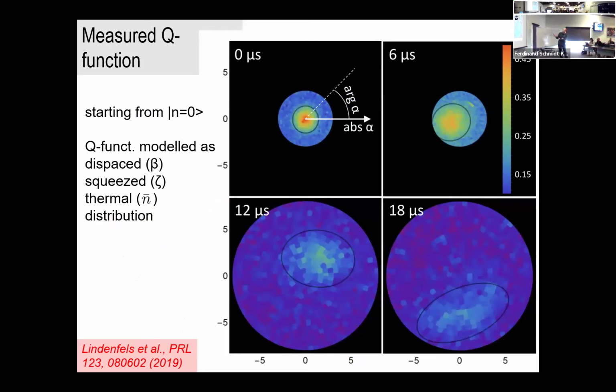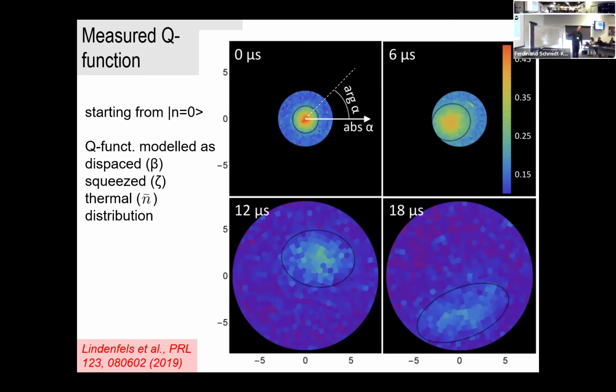So we have the initial wave packet. We measured this. You see, this is the angle, and that's the amplitude. If we run it for a short time, we already see a little bit of displacement out of the center. If we run it longer, we see more displacement. What we see now is that this becomes really displaced, but also squeezed. And the longer we run it, the more it becomes squeezed.